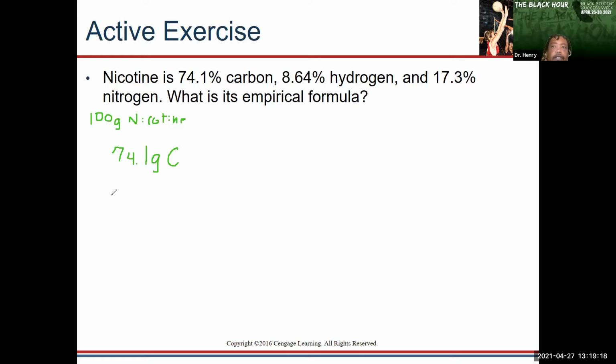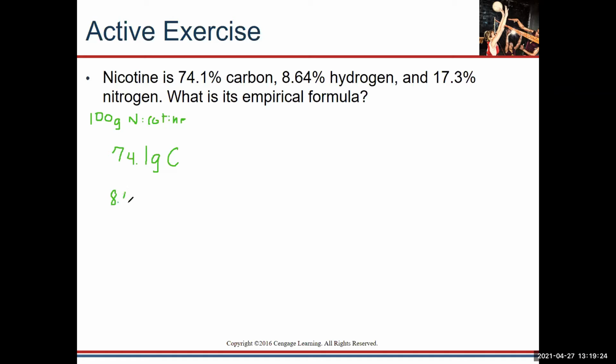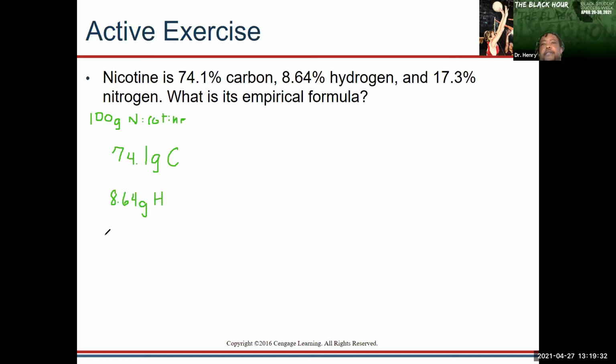How many is going to be hydrogen? 8.64. And how many is going to be nitrogen? 17.3 grams.